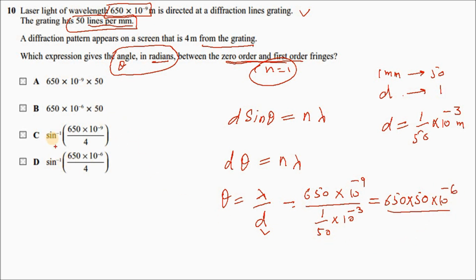So you cannot have sine here because I said that theta is in radian, so don't waste time thinking about that. So 650 into 50, 10^-6, your option is B.